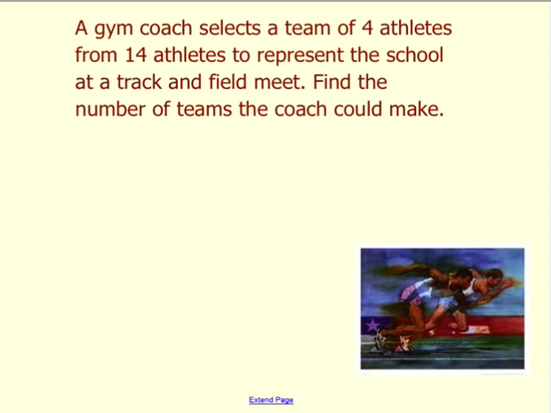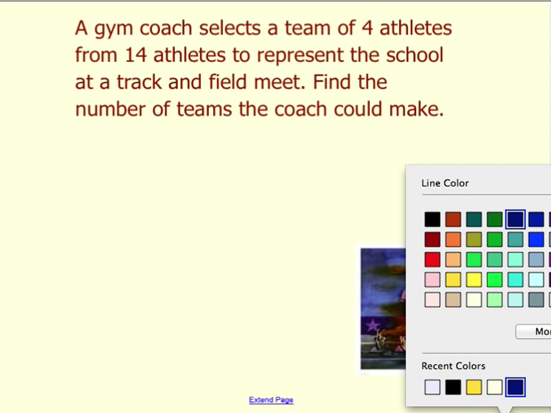So let's take a look at number 4. A gym coach selects a team of 4 athletes from 14 athletes to represent the school at the track and field meet.